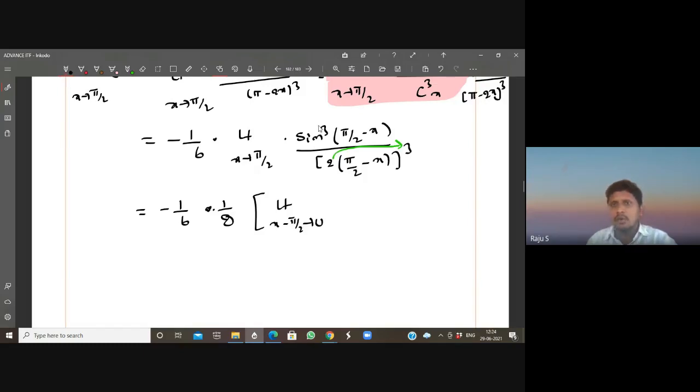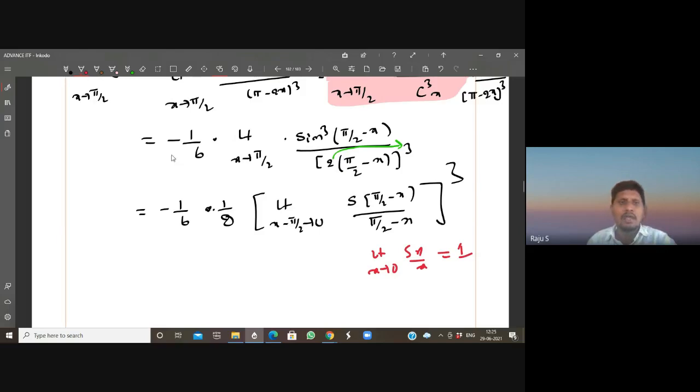Then here the numerator cube and the denominator cube are there. Shall I write this value as sine of (90 minus x) by (90 minus x) the whole cube, sine cube by (pi by 2 minus x) whole cube. This 2 cube I am taking clearly outside, 1 by 8. So what about this? Again, this is in the form of limit x tends to 0 of sin x by x. This is equal to 1. So this value is completely 1, 1 cube. So here minus 1 by 6 into 1 by 8, minus 1 by 48.